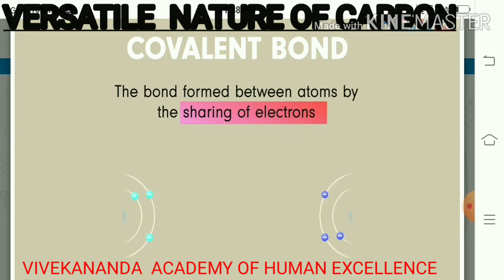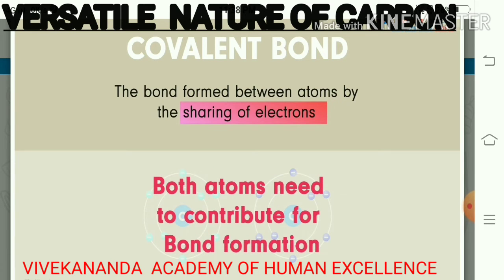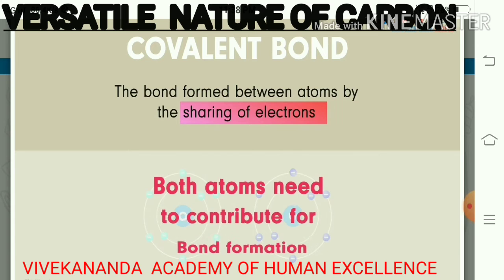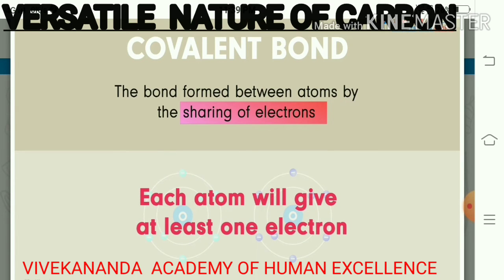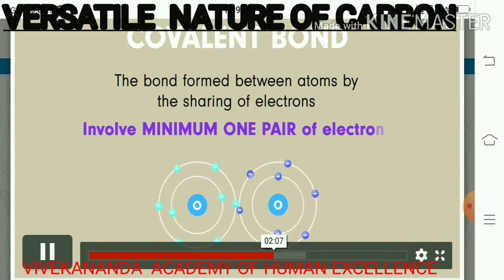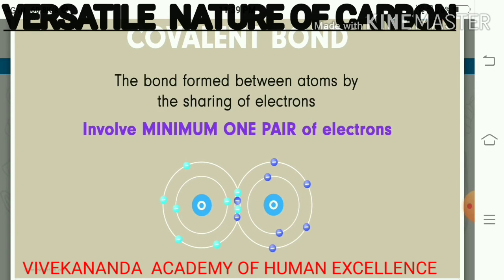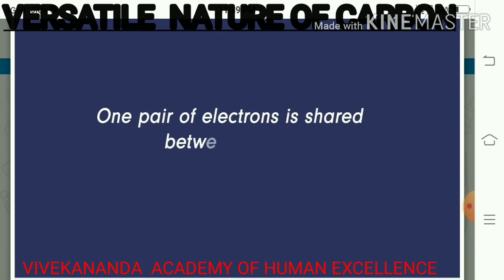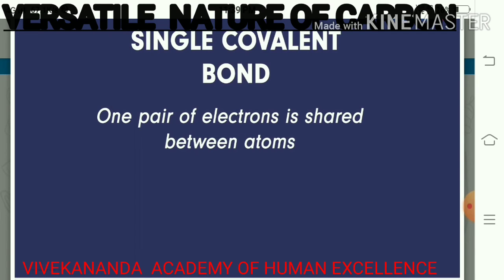When we say sharing, it means that both the atoms need to contribute for the bond formation, right? It indicates that each atom will give at least 1 electron from its valence shell. Does that tell us that a covalent bond will involve minimum of 1 pair of electrons? Yes, a covalent bond needs at least 2 electrons or simply 1 pair of electrons. Such a type of covalent bond where 1 pair of electrons is shared between the atoms is called a single covalent bond. It is denoted by drawing a single line between the 2 atoms.